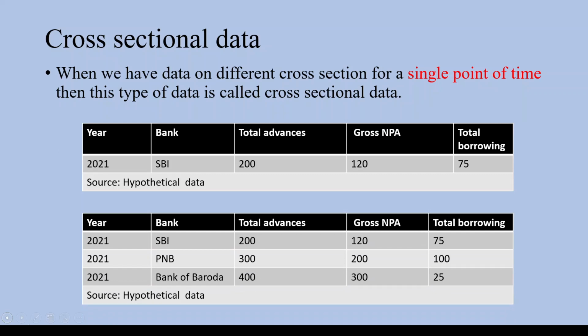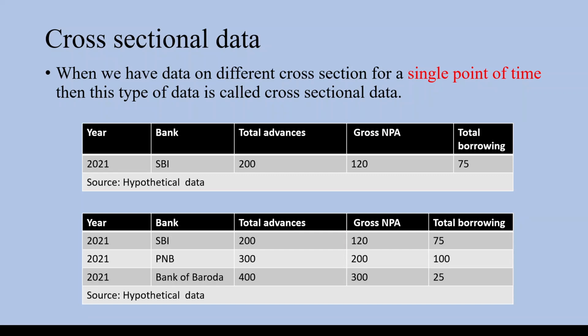Once again, we have only a single year, that is 2021, and we have data on the same cross sections once again, but here we have different banks. So this is also cross-sectional data because we have a single year, we have different banks, and we have different cross sections.